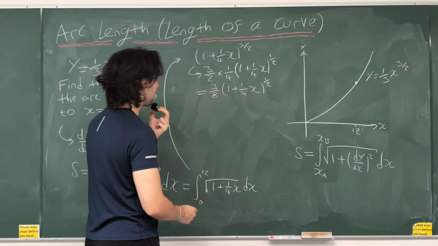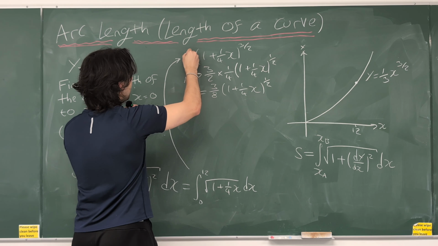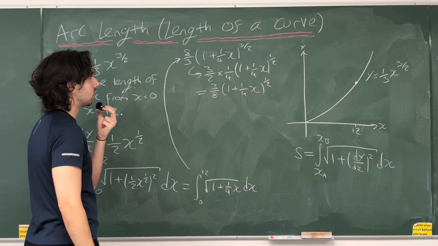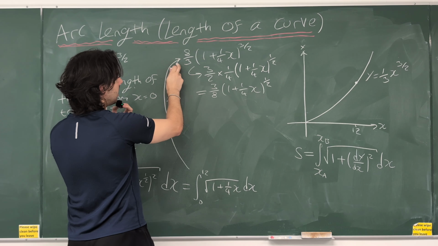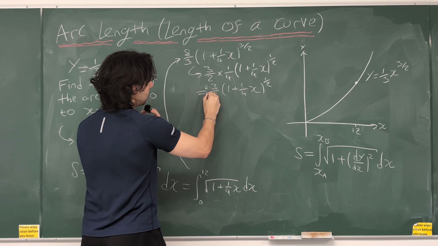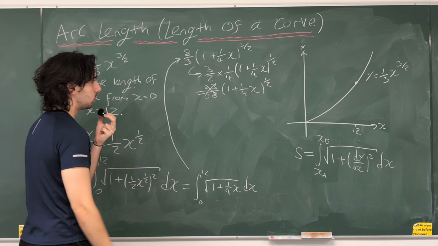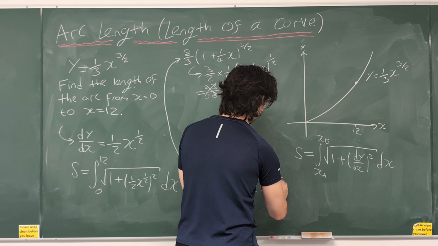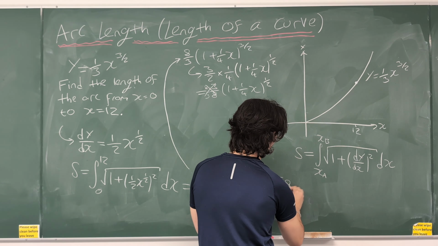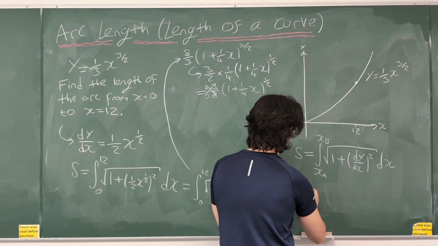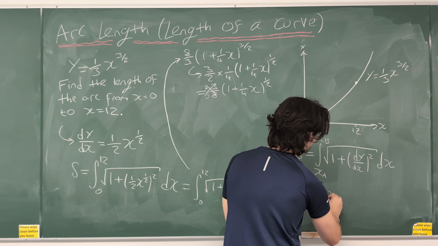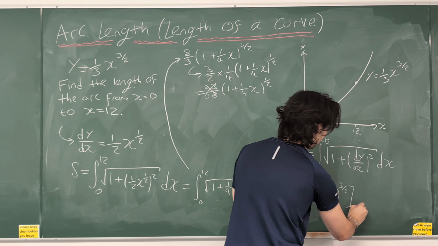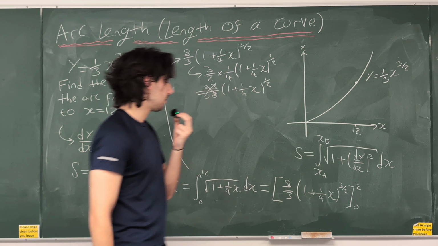So the actual thing that this integrates to is 8 over 3 times 1 plus a quarter x to the 3 over 2. Hopefully you see that if I put this here, then there's going to be an 8 over 3 here, and they cancel out, which gives us this. So in other words, this thing here is equal to 8 over 3 times 1 plus a quarter x to the power of 3 over 2, like that. And again, that's from 0 to 12, okay?